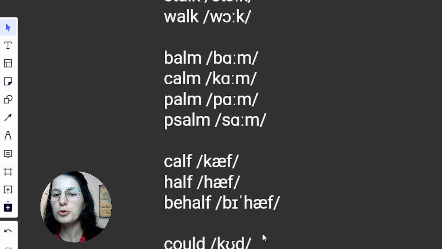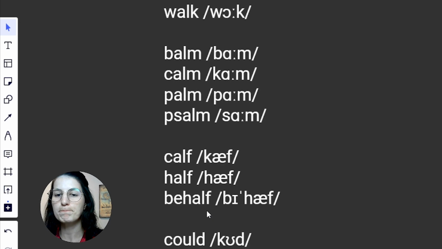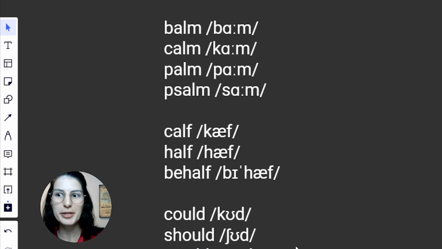Another group of words where we do not actually pronounce the letter L are these ones. Calf, half, behalf. Let's go again. Calf, half, behalf. As you can see, what we pronounce is an A. Calf, half, behalf, right? And thankfully, we also have a pattern. So when the letter L is followed by an F, we end up saying A and we don't say the L.